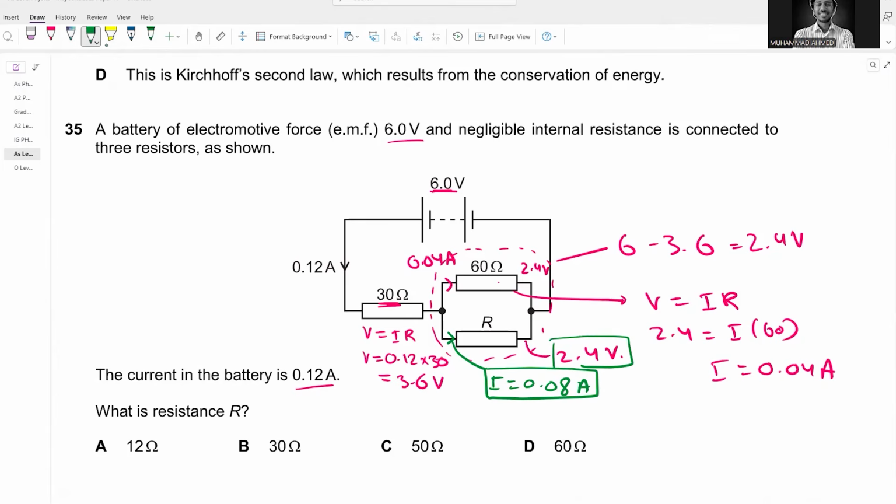The voltage is 2.4 across this resistor. Can you calculate the resistance? Resistance is equal to V over I. 2.4 divided by 0.08. क्या आंसर आएगा?